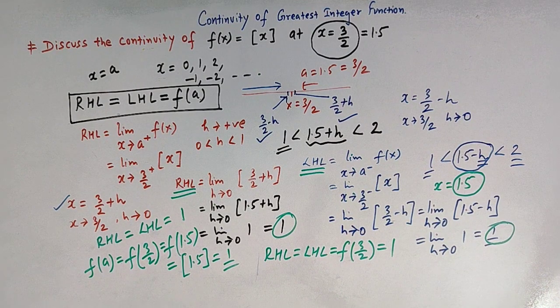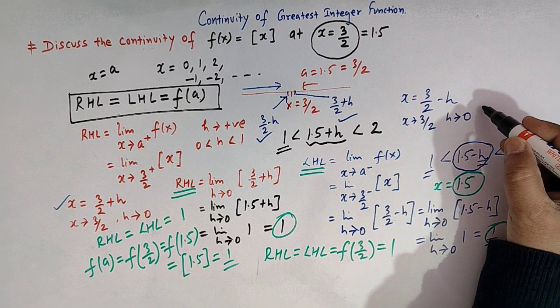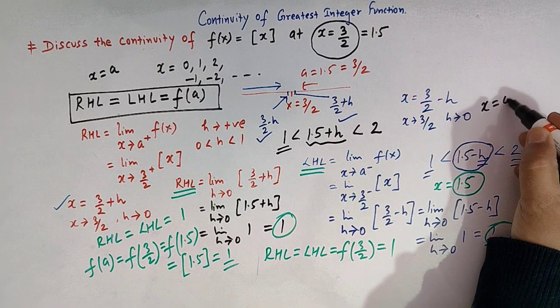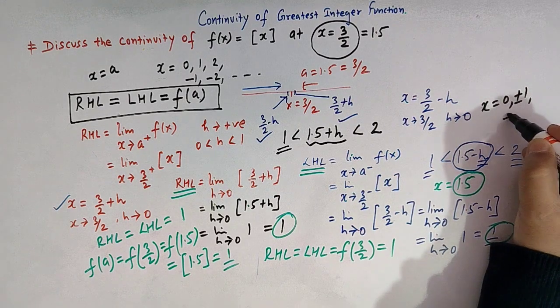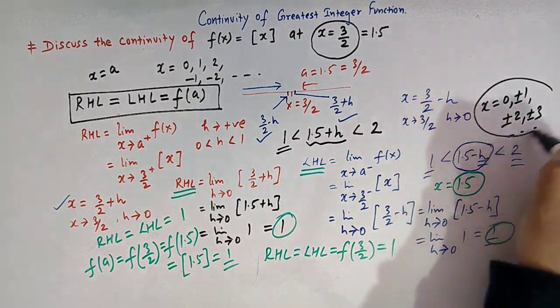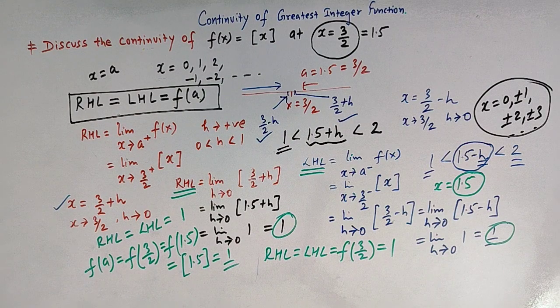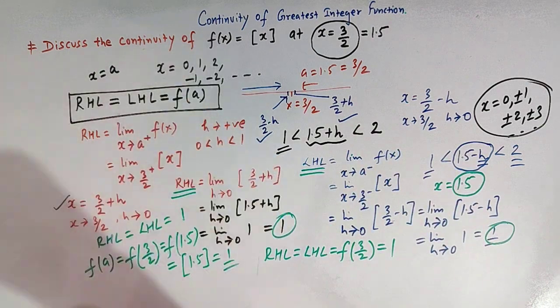Now I would like to mention one important thing, that the greatest integer function is a discontinuous function at the integer points, right? By integer points we mean x is equal to 0, plus minus 1, plus minus 2, plus minus 3, and so on. At all these points, the greatest integer function is discontinuous, right? But at the non-integral points, the greatest integer function is a continuous function.